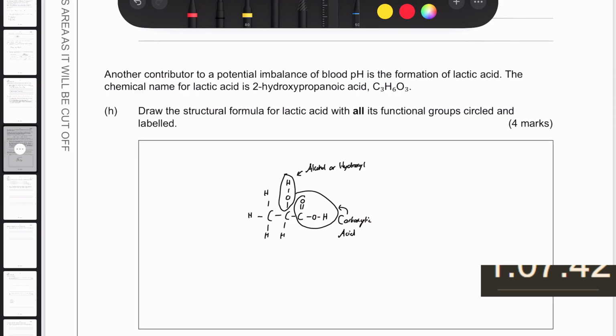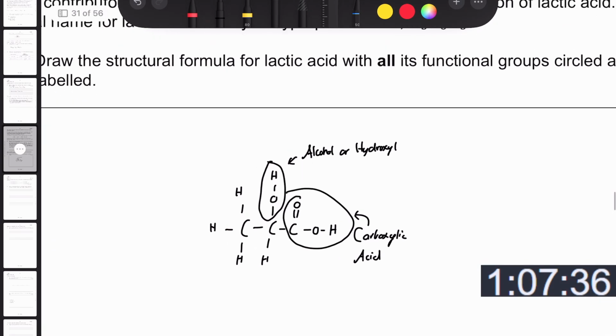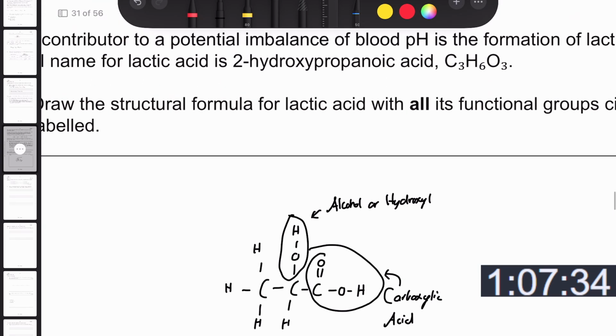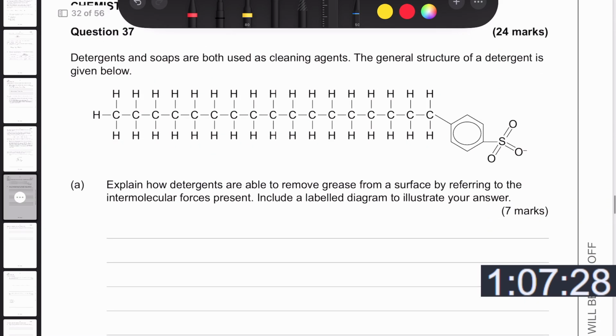Welcome back, guys. So we're going to be continuing from here. Let's check this one. 2-hydroxypropanoic acid. So propan is 3, 2-hydroxy-OH, and then propanoic acid, OH. Yep. Okay, detergents and soaps are both used as cleaning agents. The general structure of a detergent is given below. Explain how detergents work.